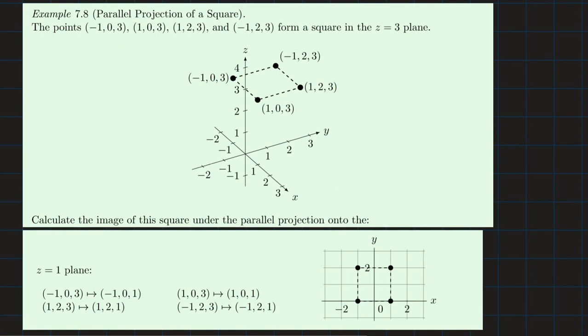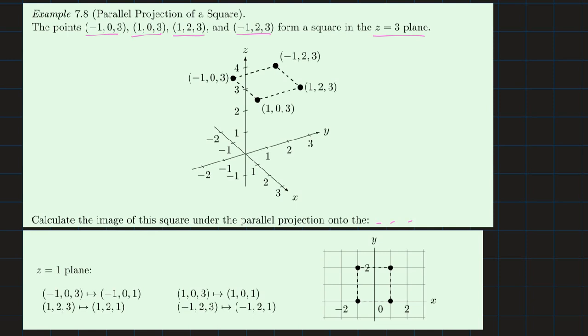The example reads: the points (-1, 0, 3), (1, 0, 3), (1, 2, 3) and (-1, 2, 3) form a square in the z equals 3 plane. I've drawn a picture for you here. Here are the points plotted in three-dimensional space, and they form the vertices, the corners of a square, which I've drawn with dashed lines. The question says: calculate the image of this square under the parallel projection onto the z equals 1 plane, and then sketch the outcome.